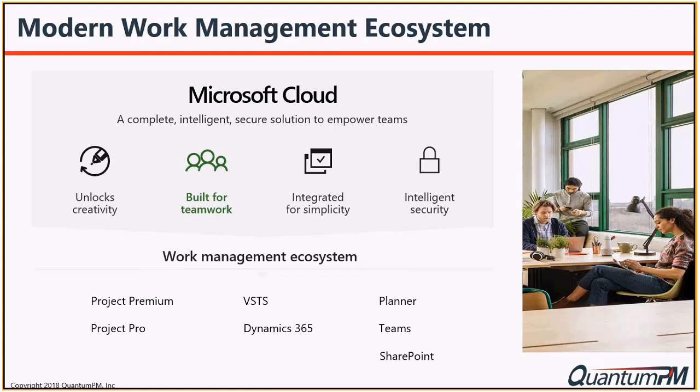Other components of the ecosystem: VSTS, or as they call it now, Azure DevOps. We integrate with that. Quantum does a lot of that, so if you're doing agile or continuous build within Azure DevOps, it has Git capabilities, for example. You can use that and integrate it with Project Online and the new Project. So you can have capabilities like enterprise portfolio management and resource management residing in Project, where the agile and continuous build capabilities are in Azure DevOps.